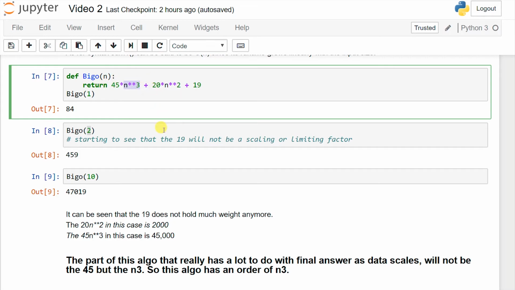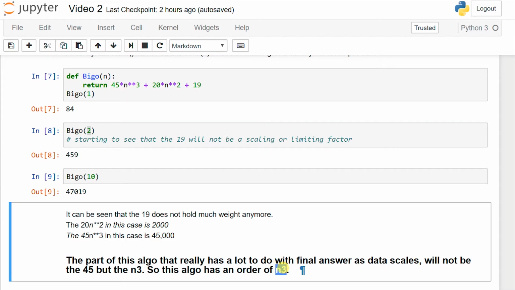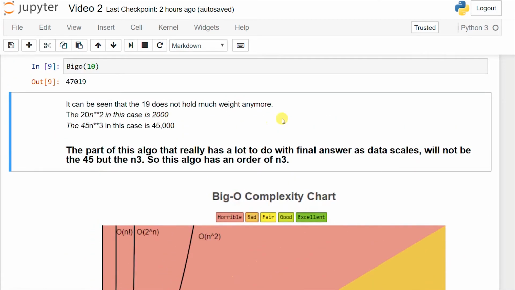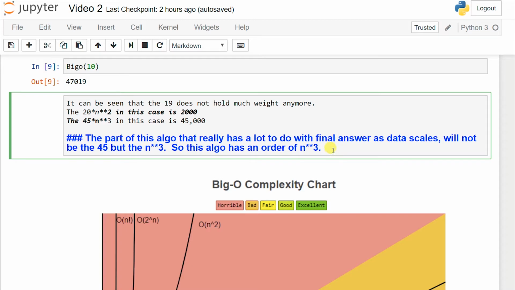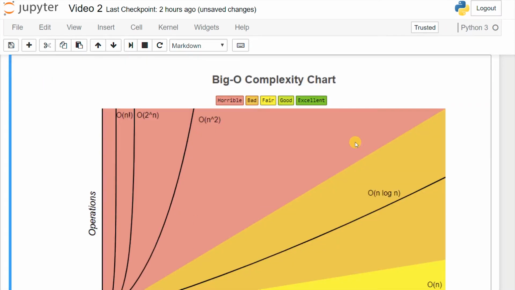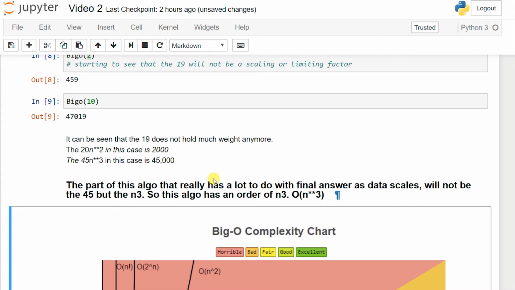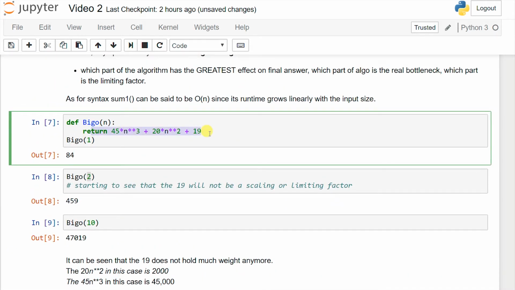So this part of the algo really has a lot to do with the final answer as the data scales. It's not going to be the 45 here, it's going to be the n cubed. So this algorithm has an order of n cubed. So it's a big O. Let me put this in here. So this is going to be a big O, and we'll just keep it this way. That would be the order for this particular function.